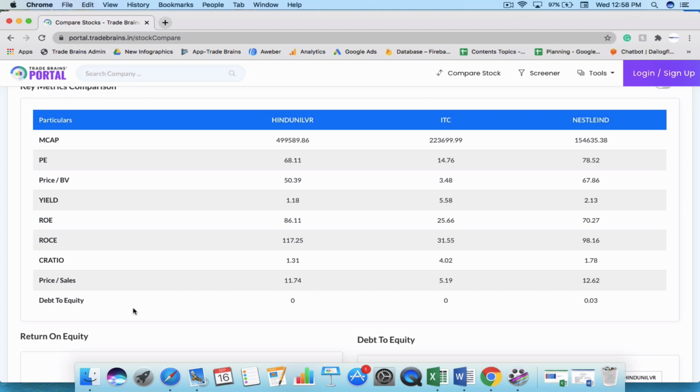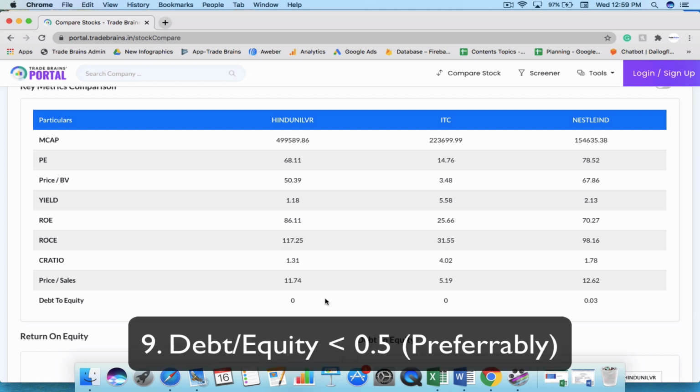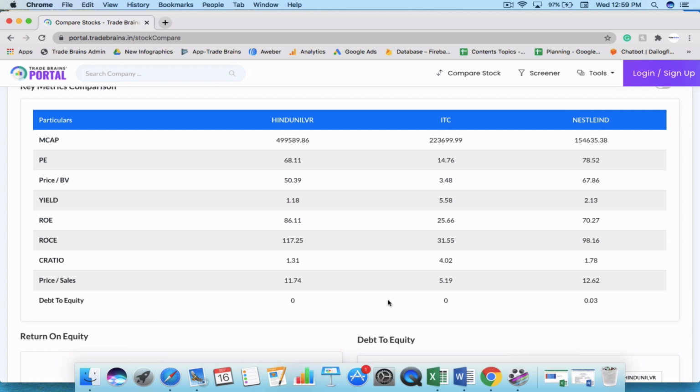And finally is the debt to equity ratio. It tells you the ratio of the debt compared to equity, and if this ratio is 0 or close to 0, this means that the company is virtually debt free. So all these three companies have very low debt to equity ratio, almost 0. It doesn't make much sense to look into this factor while comparing these three companies.